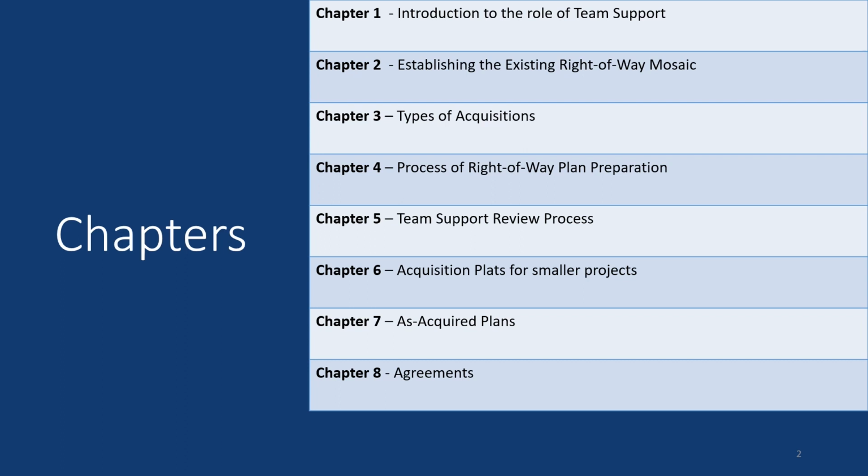Chapter 6 is meant for smaller projects that only require an acquisition plat to be prepared. Chapter 7 is the process to develop as-acquired plans. And Chapter 8 is an introduction to different types of agreements.